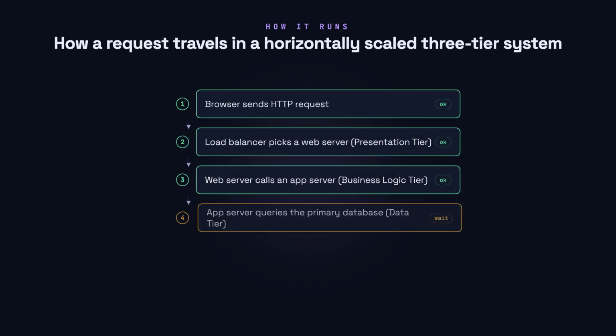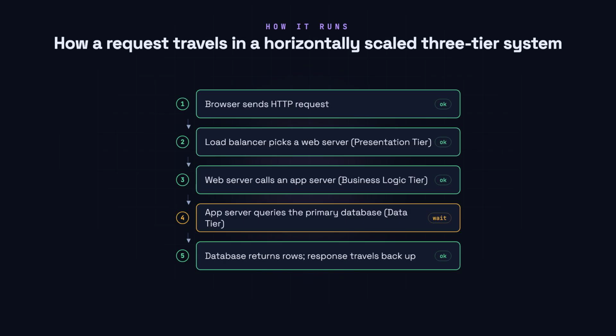Trace a single request through a scaled 3-tier system. The browser contacts the load balancer, which forwards the request to whichever web server has capacity. That is the presentation tier, and it is stateless, so any instance can answer. That server calls one of several application servers handling business logic, also stateless, also freely scalable horizontally. The application server then reaches the database, which is typically a single primary node scaled vertically. The response travels back up the same path. Notice that the data tier breaks the purely horizontal story. It often scales differently from the tiers above it.